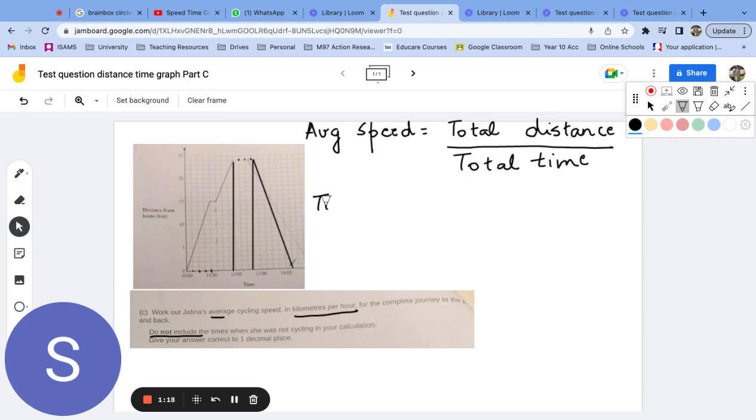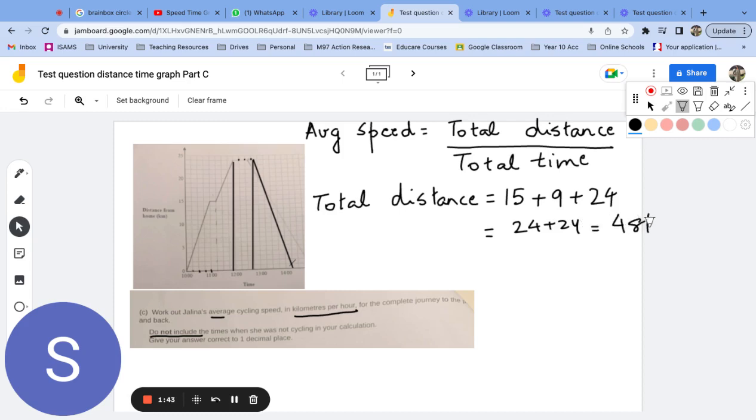Okay, let's look at the total distance first. So the total distance she's traveled is, let's see. Here she's done 15 kilometers. Then she went another 9, which is here. Then she came back all the way and it is 24. So the total distance she traveled is 24 plus 24, which is 48 kilometers. Okay, so I've got my total distance.